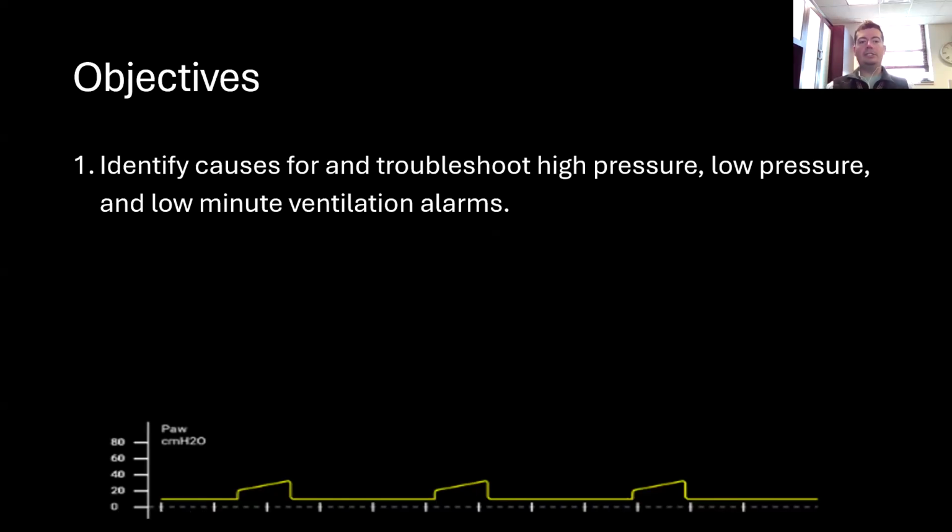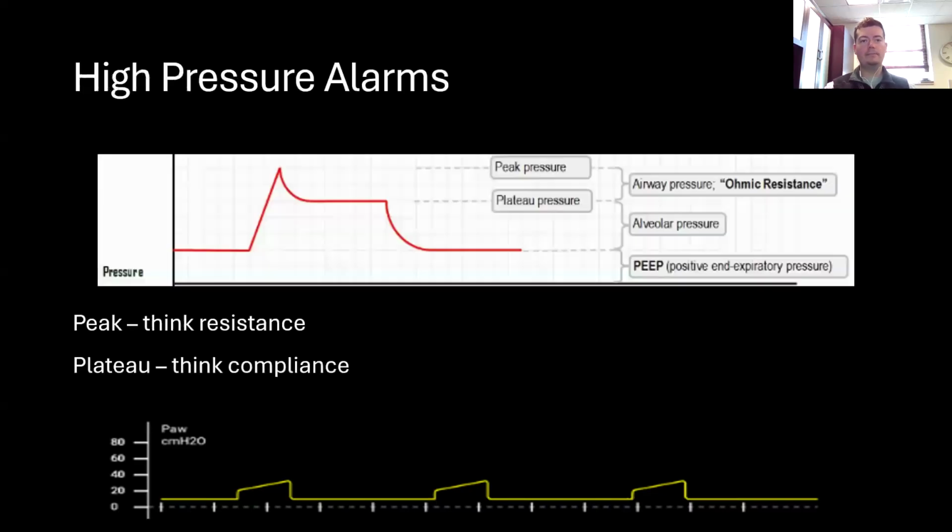So our objective for this session is just this one. We're going to identify causes for and troubleshoot high pressure, low pressure, and low minute ventilation alarms. And we'll start with the high pressure alarm.